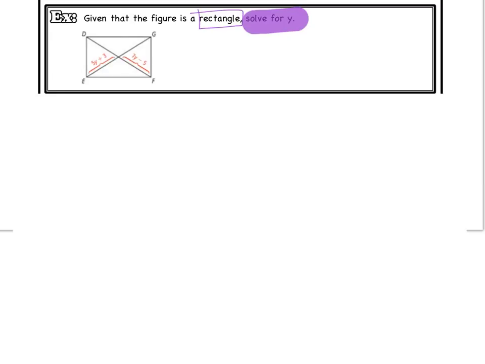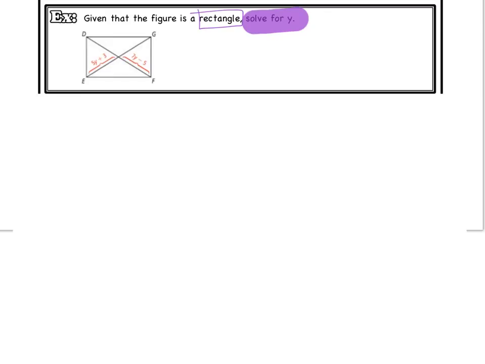Well, I know that the diagonals of a rectangle bisect each other. So I know that E to that point is going to be equal to G to that point, and the same with D to that point and F to that point. But these are on different diagonals, so that's not going to help me. I know that in a rectangle, the diagonals are congruent, so I know that EG is congruent to DF.